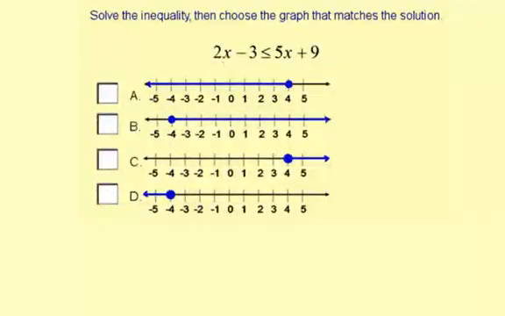Solve the inequality, then choose the graph that matches the solution. So I'll rewrite the inequality first, 2x minus 3 less than or equal to 5x plus 9. Subtract 2x.